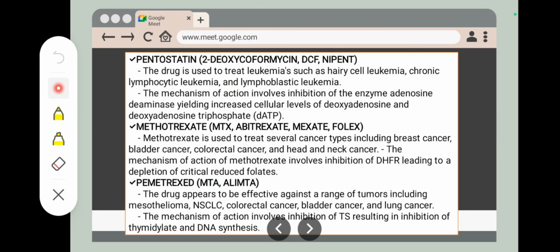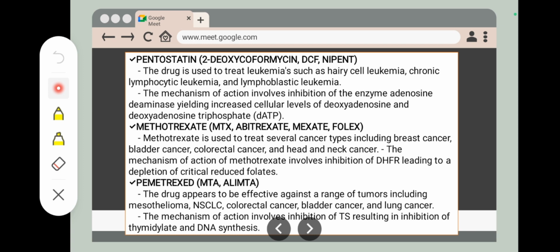Another drug is pentostatin, or known as 2-deoxycoformycin, with the initials DCF, also known as Nipent. So this drug is used to treat leukemias such as hairy cell leukemia, also chronic lymphocytic leukemia, and lymphoblastic leukemia. And the primary mechanism of action involves inhibition of the enzyme adenosine deaminase, yielding increased cellular levels of deoxyadenosine and deoxyadenosine triphosphate, known as dATP.